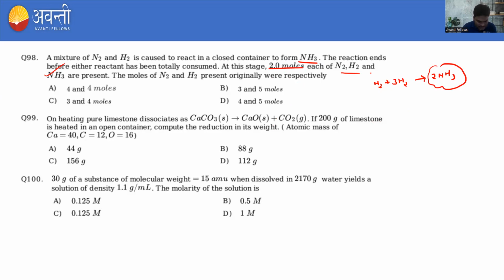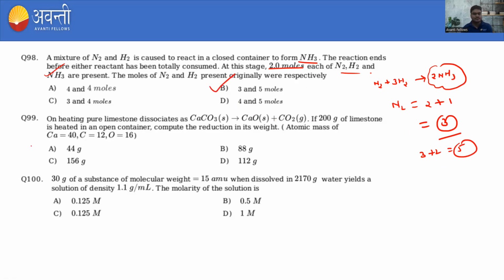This means that the original amount of nitrogen is the amount currently present plus the amount consumed. The amount currently present is 2 and the amount consumed is 1, so originally it is 3. That is, 3 moles of N2 were present. On a similar basis, the original amount of hydrogen is 3 required plus 2 present, that is 5. So 3 comma 5. Which of the following options is correct? That is B, right? So that is 3 comma 5.